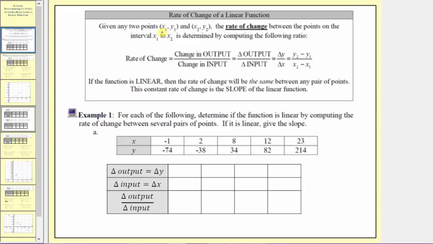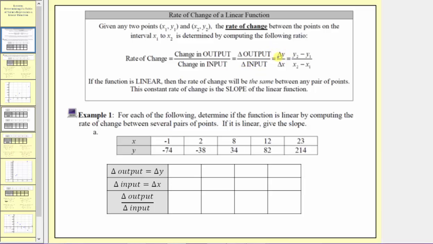Given any 2 points x sub 1, y sub 1, and x sub 2, y sub 2, the rate of change between the points on the interval x sub 1 to x sub 2 is determined by computing the following ratio. The rate of change is equal to, in general, the change in output divided by the change in input, where if we have x and y coordinates, we can say the rate of change is equal to the change of y divided by the change of x, where we can use this Greek letter delta to represent change.